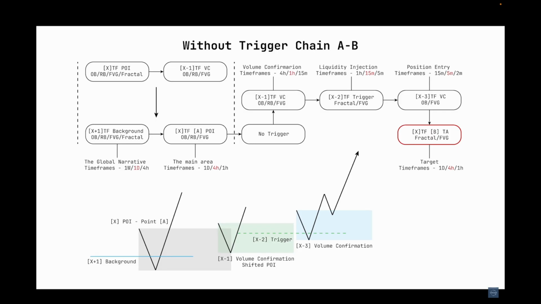In other words, if X plus 1 background is 1 day, X POI or point A is 4 hours, X-1 volume confirmation is 1 hour, X-2 trigger is 15 minutes, and X-3 is 5 minutes, then the target or point B will also be on the X time frame, which is 4 hours. Let's look at an example on a real chart to understand better.